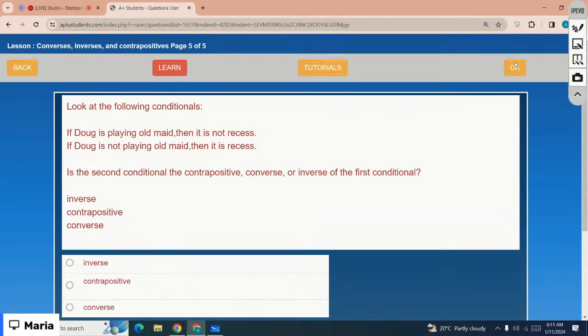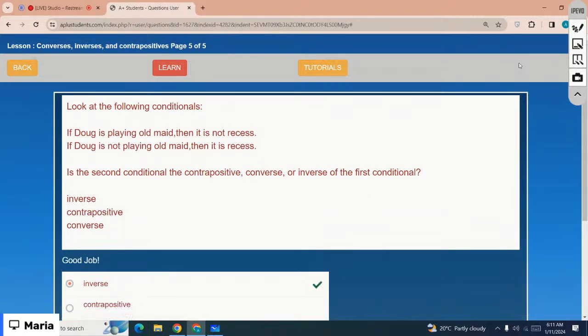The correct option is inverse, right? The correct option is inverse.